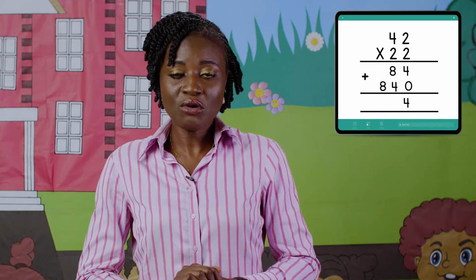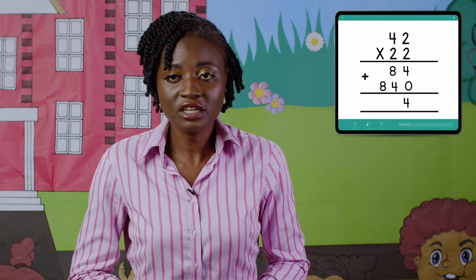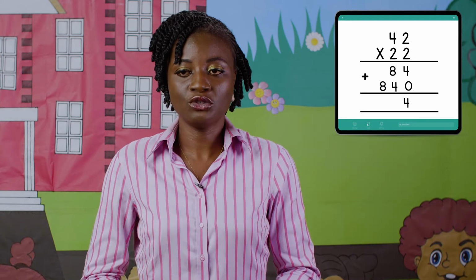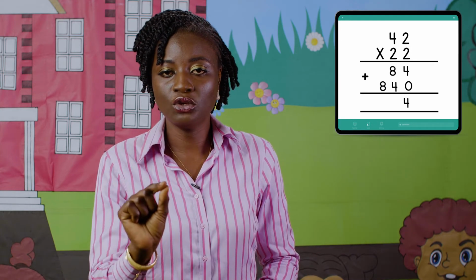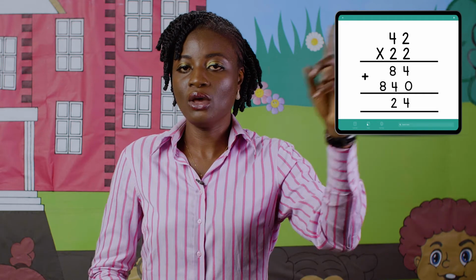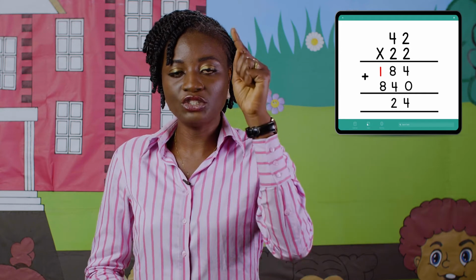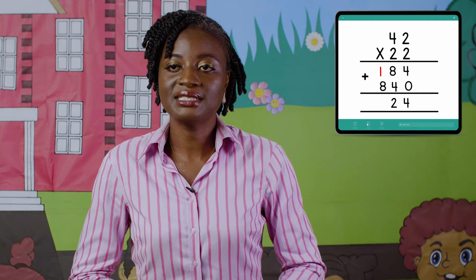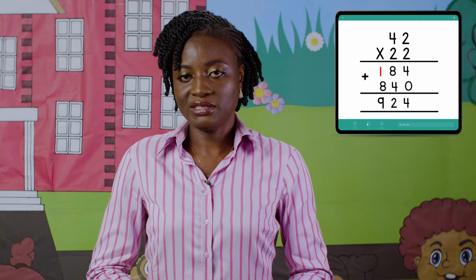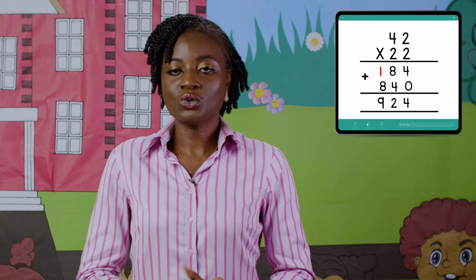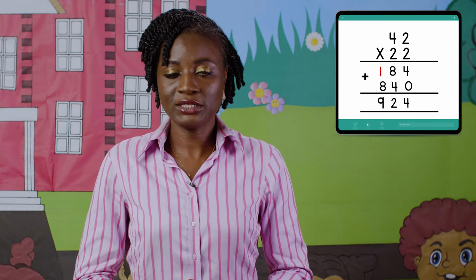Remember, like we did in addition, you will not write the 12 together down. You will put the 2 in the unit place down and carry 1. When you carry 1, you add your 1 and your 8, and your answer is 924.